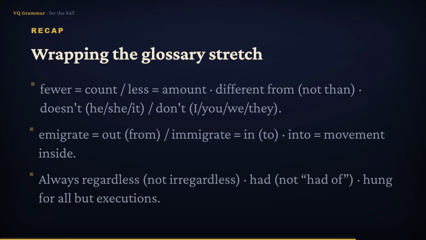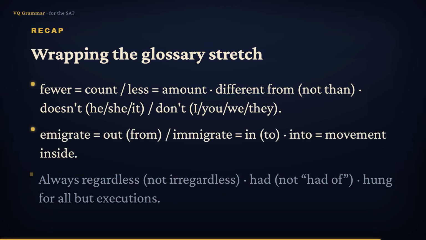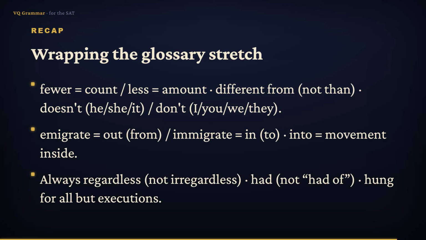Let's wrap up. Use fewer for things you can count and less for amounts. Say different from, not different than. And match doesn't or don't to the subject. Emigrate is to leave a country. Immigrate is to enter one. Into shows movement inside. And the never standard ones, it's regardless, not irregardless. Had, not had of. And hung for everything except an execution, which is hanged.